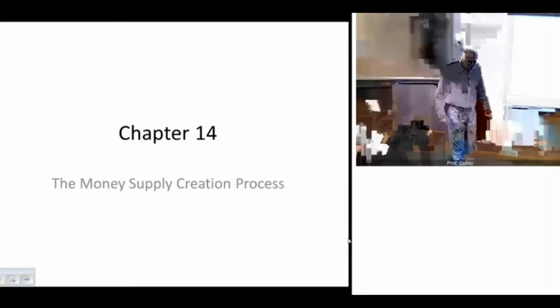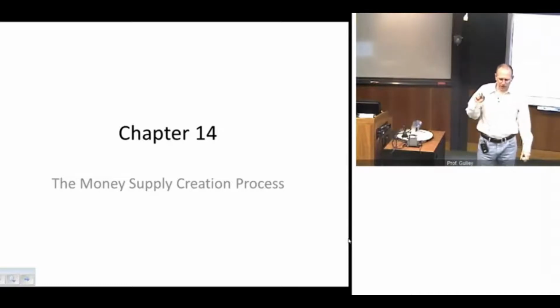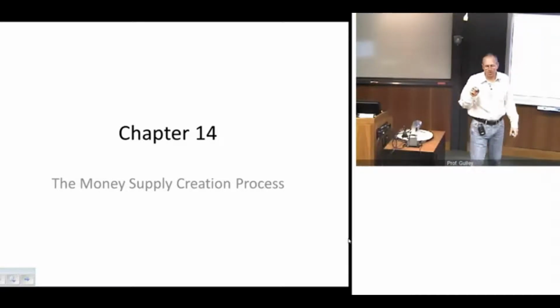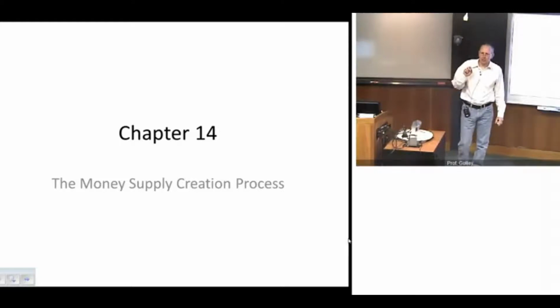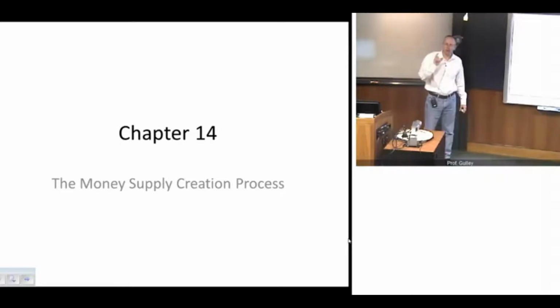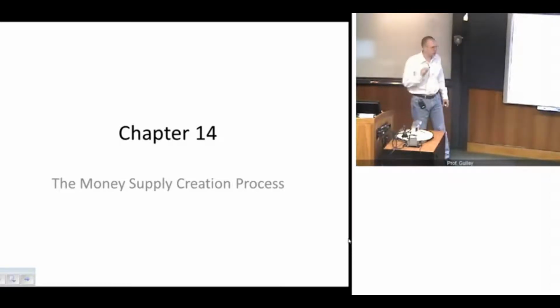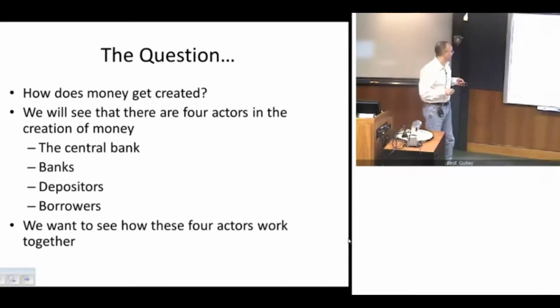Hello, everybody. Welcome back. Now we're going to be talking about Chapter 14, and this is the money supply creation process. And this is about as close to magic as economics gets. We'll see that under certain circumstances, money can be created almost out of thin air. Not quite. I'm only exaggerating a little bit here, but I'm not too far off the mark. And so what we want to do here is think, well, gee, how does money get created in a financial system?